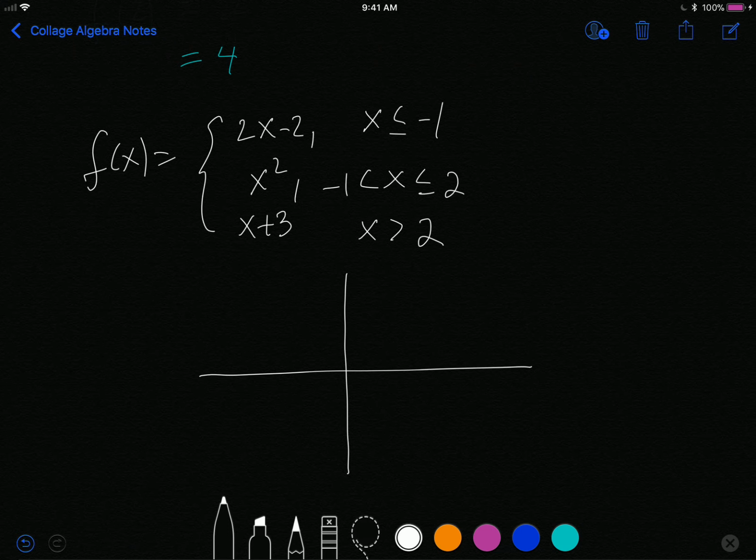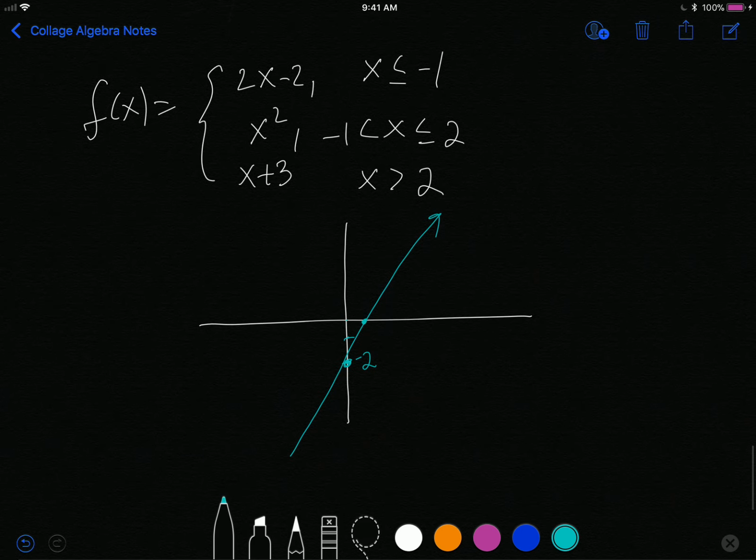And the first graph I'm going to draw right here is 2x minus 2. This graph has a y-intercept of -2 and has a slope of 2. So from this point right here, I'll go up 2 and over 1. And so the graph of this function will look like this. It's not a lovely graph. Let's go up a little bit more. That's my first graph right here.